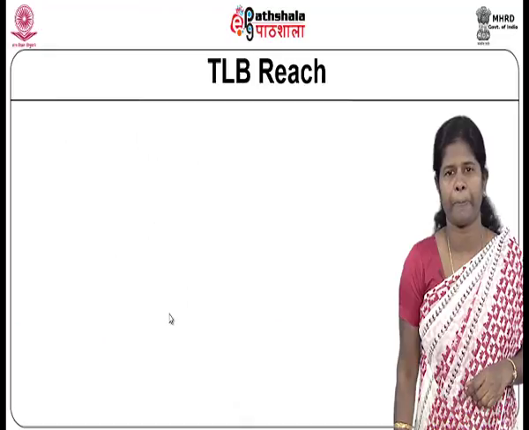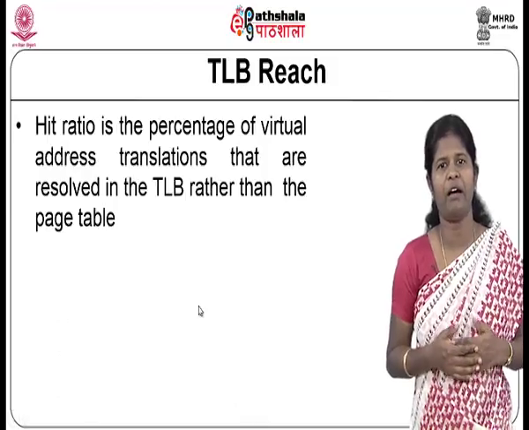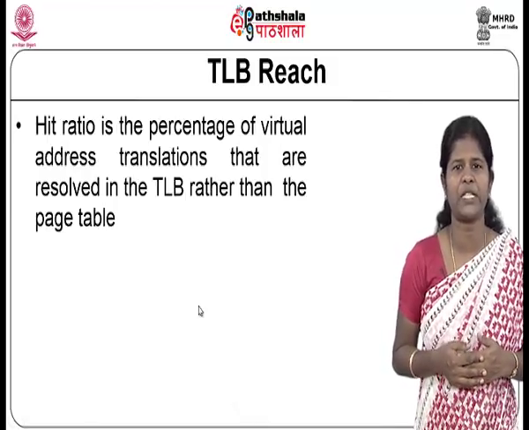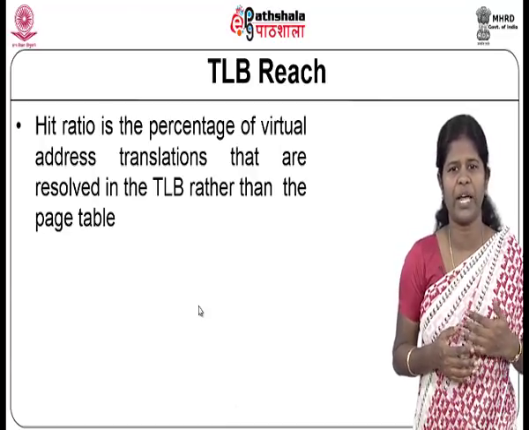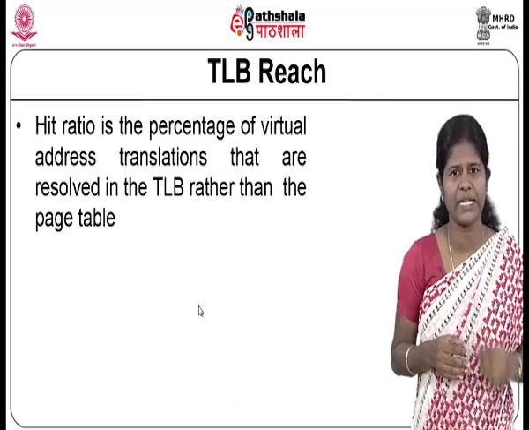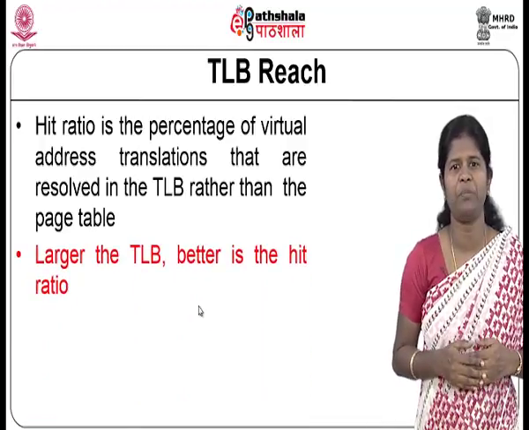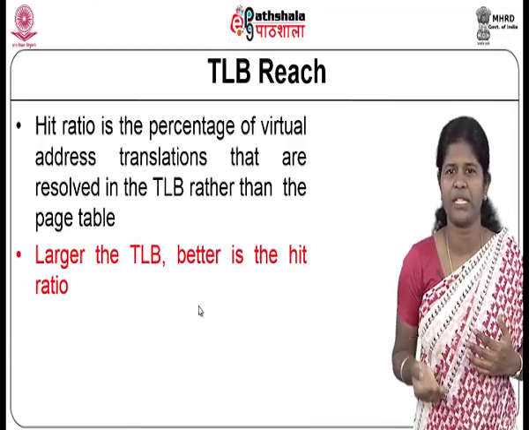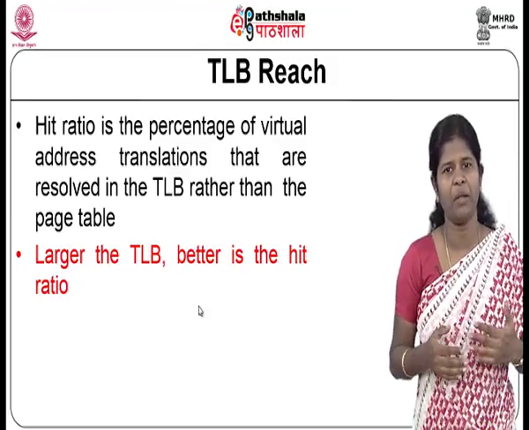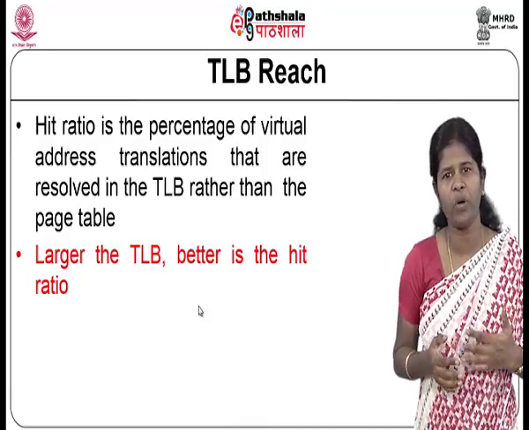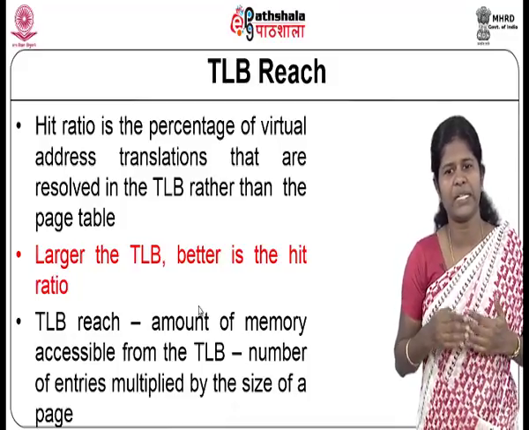And the next issue that we need to look at is called TLB reach. We have already learnt about a metric called the hit ratio. What is hit ratio? It is the percentage of virtual address translations that are resolved in the TLB rather than looking at the page table. So, you get a lot of TLB hits if you get a lot of page table entries in the TLB itself, then they are hits. Now, if the TLB is larger in size, then you have more entries in the TLB and hence the hit ratio is better. Now, what is TLB reach?